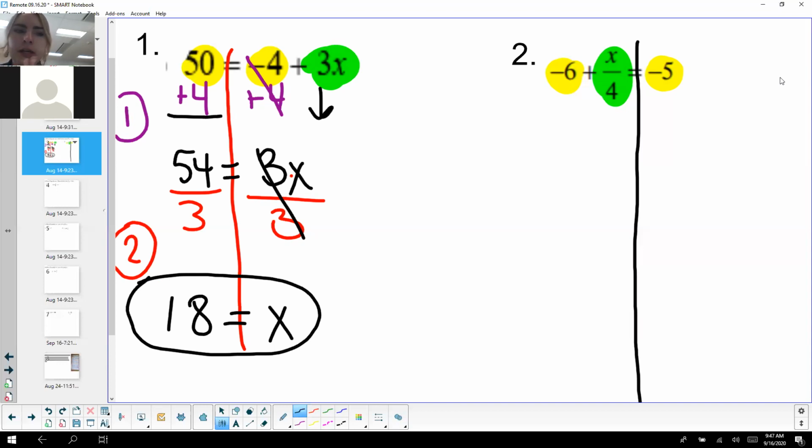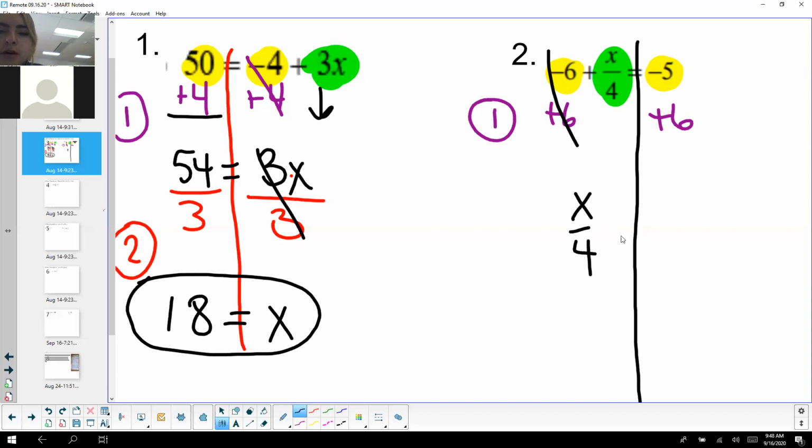All right. Next, I want to get my constants on one side and I want to deal with my variable term last. So I'm going to go ahead and move this -6 over to this side. Now that is a negative term, -6, so I'm going to use the opposite of a negative term, which would be a positive term. So I'm going to add 6 to both sides. Again, this is my step 1. I'm adding 6 to both sides. That's going to cancel. I'm going to be left with x over 4 equals -5 plus 6.